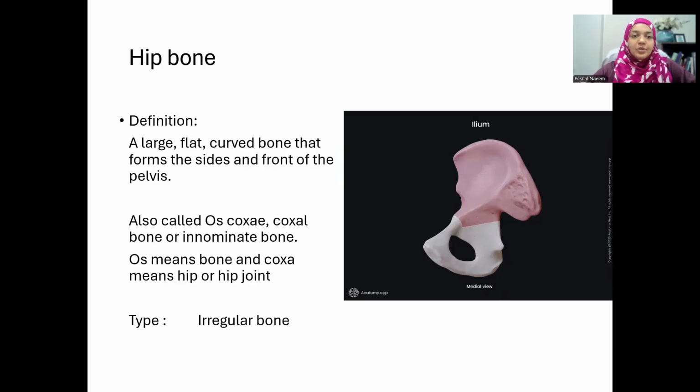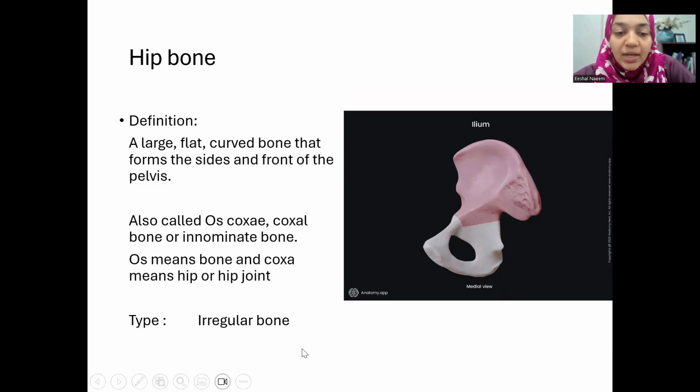Okay, guys, so today we're going to do the hip bone. It's a large, flat, curved bone that forms the sides and front of the pelvis. It's also called the os coxae, coxal bone, or innominate bone. Os means bone and coxa means hip or hip joint, so it's the bone of the hip joint. It's an irregular type of bone.